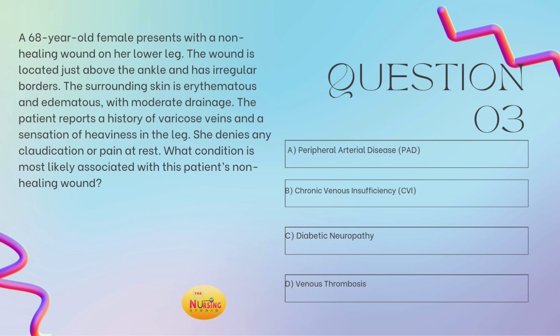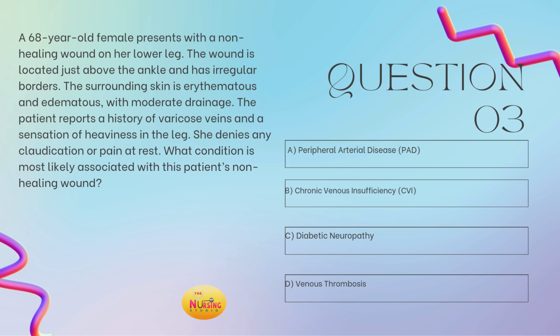All right, so stemming the question here, she denies any claudication or pain at rest. What condition is most likely associated with this patient's non-healing wound? Again, this is a diagnosis question, so we want to run it back and look at our assessment findings. So we have a 68-year-old female who comes in, has this non-healing wound on her lower leg. The wound is located just above the ankle, has irregular borders, is red, is swollen, with some moderate drainage. The patient does mention a history of varicose veins and a sensation of heaviness in the legs.